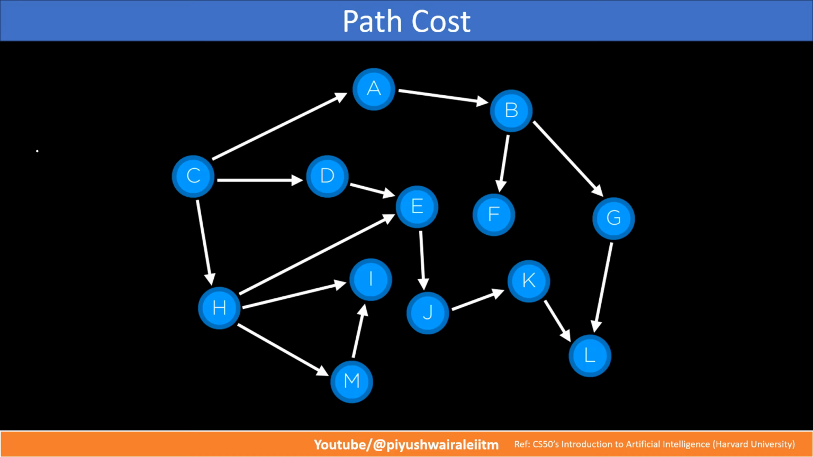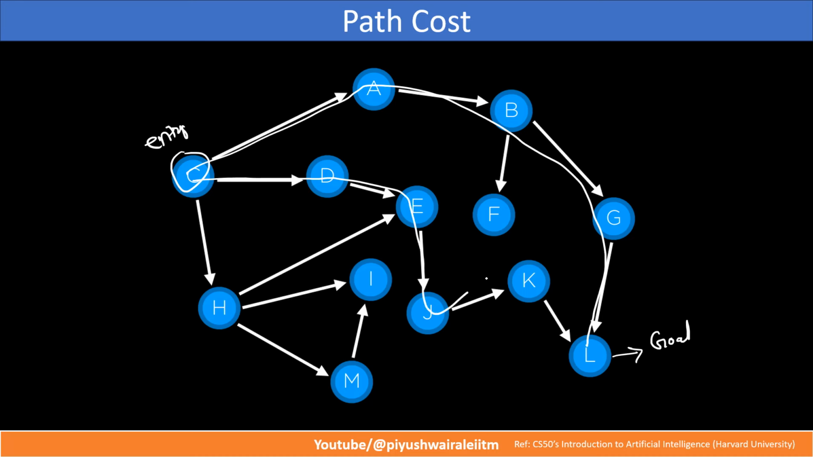For example, this is our entry point, node C, and suppose I want to go here. This is my goal. I should know that if I go by this route, I will take this much time. If I go like this, traversing the graph, it will take this much time. If I go by this route, it will take this much time. So what will be my path cost for each path? And whichever has the minimum cost will be my optimum path, right? I hope you understand what path cost is here.